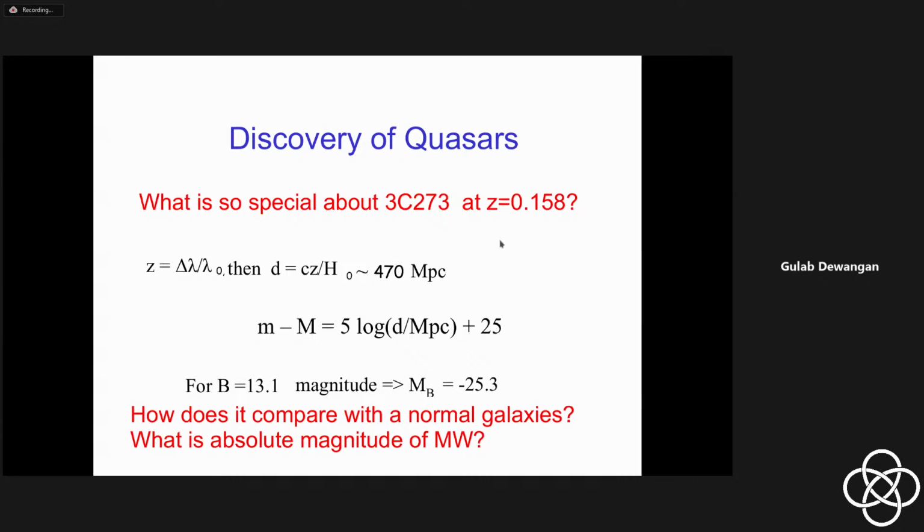And at that point of time, this was a large redshift. Of course, we today know redshifts of 6 and even higher. So what is the significance of such a high redshift, even 0.158? Once you have the wavelength shift, from that you calculate the redshift. And once you have the redshift, then you can estimate the distance using the formula D equals cz over H0, essentially Hubble's expansion. Then the distance of this object turns out to be 470 megaparsec.